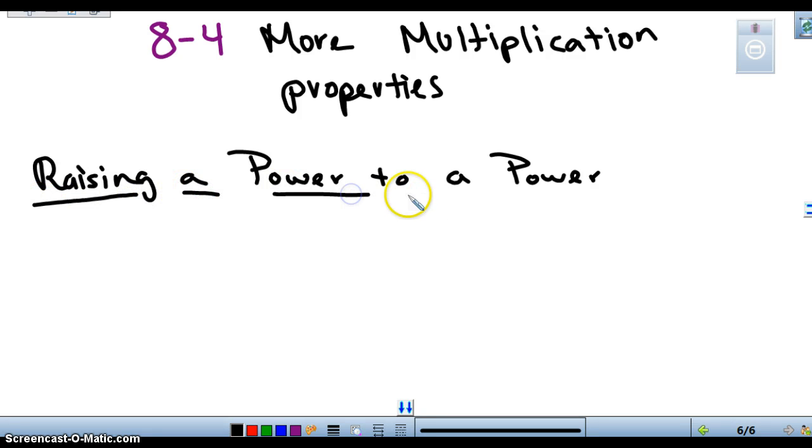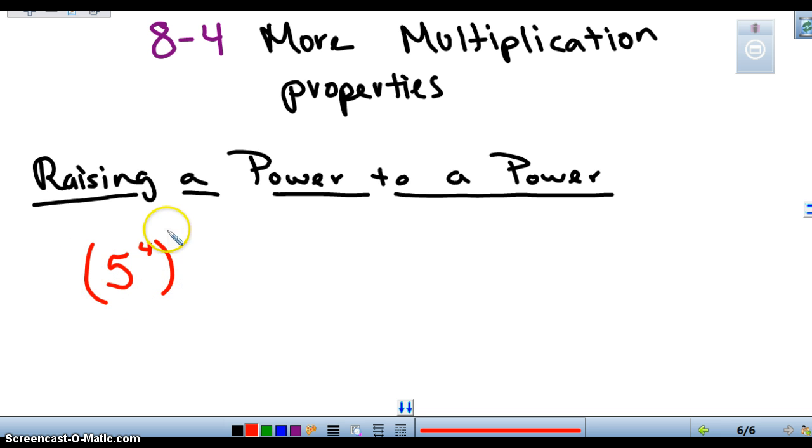Raising a power to a power. For example, if we have to raise 5 to the fourth power to the second power, we have to multiply the exponents. So this would equal 5 to the 8th power.